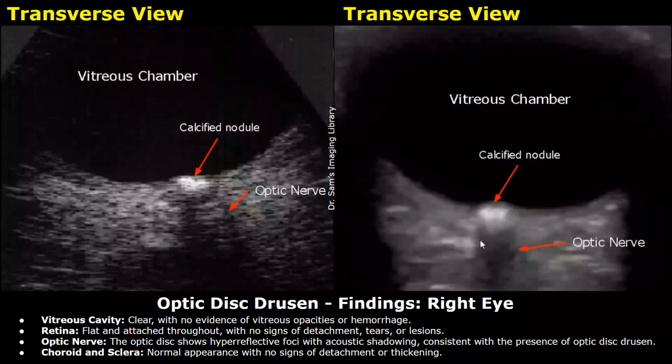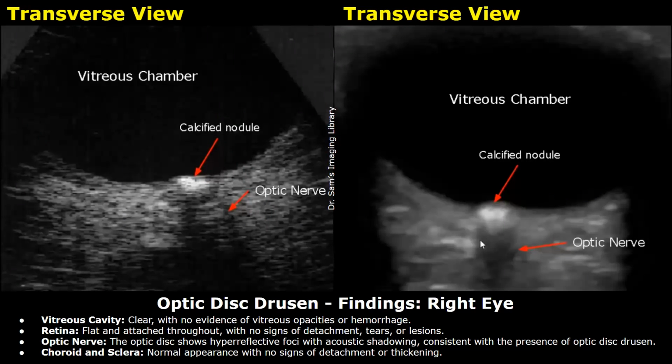This is a case of optic disc drusen. These are the findings in the right eye. The vitreous cavity is clear. The retina is flat and normal. The optic disc shows hyperreflective foci with acoustic shadowing, consistent with the presence of optic disc drusen. The choroid and sclera were normal.